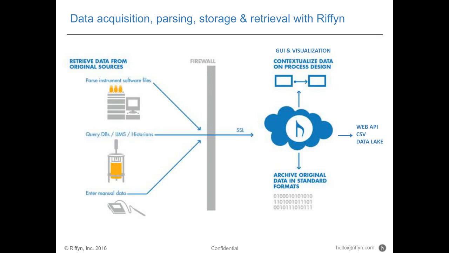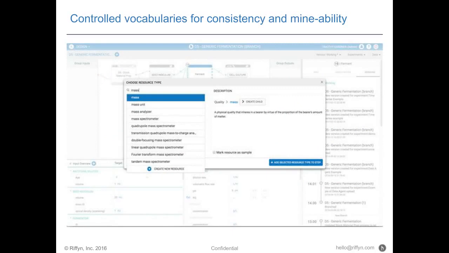Each file that comes out, no matter what experiment was collecting the data, comes out in the same generic structure. When you're designing these processes for experimentation, Riffyn harnesses a controlled vocabulary to ensure that terminology is consistent from experiment to experiment, from process to process, from group to group, and team to team.